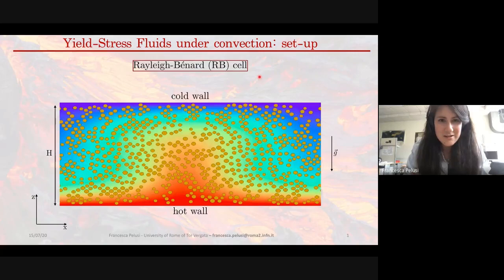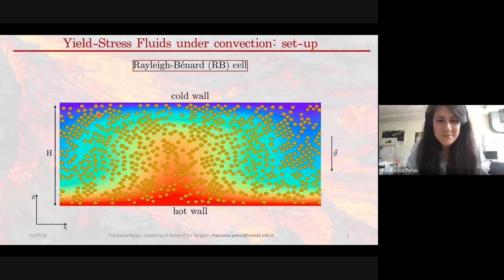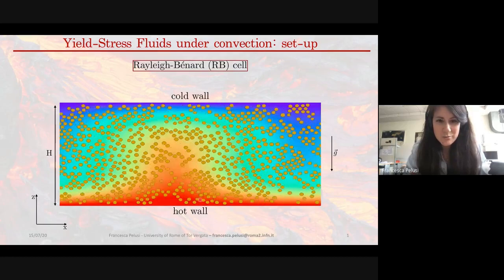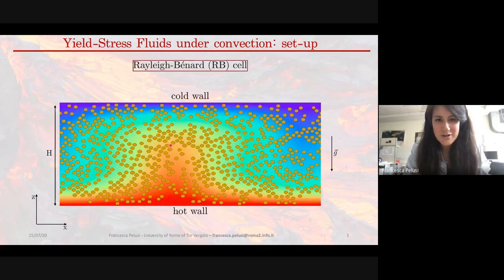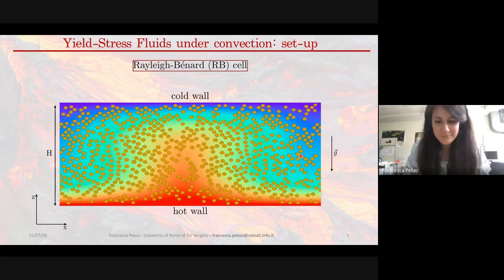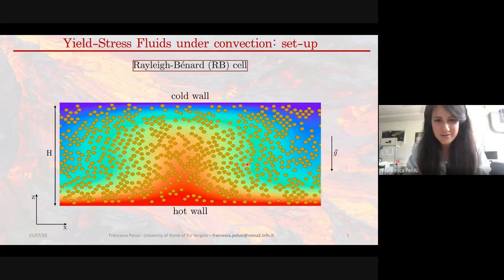Here you can see a Rayleigh-Bénard cell, that means a fluid, in this case a complex fluid, an emulsion, where the yellow domain corresponds to the oil bubbles. And when you put the system between two walls, a hot wall and a cold wall, you can trigger convection in the system. So this is the setup of the simulation, and tuning the buoyancy force, you can observe or not the transition from a conductive regime to a convective regime.